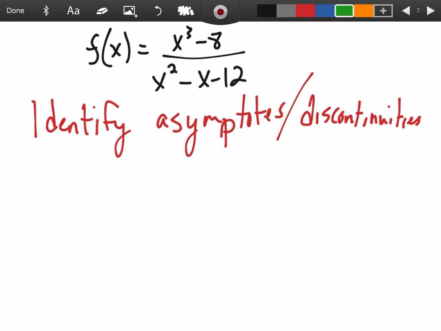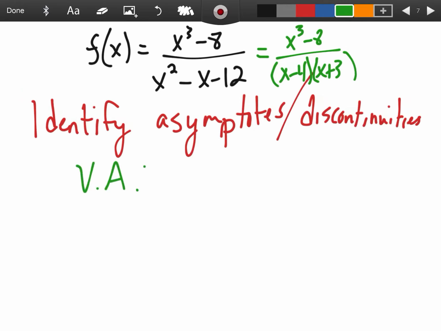All right, so in this next one, we can't really factor the numerator, so we're just going to stick with factoring the denominator for now as x minus 4, x plus 3. That tells me that I've got 2 vertical asymptotes because I can't cancel them out with anything in the numerator. Okay, vertical asymptotes are going to occur at x equals 4 and x equals negative 3.